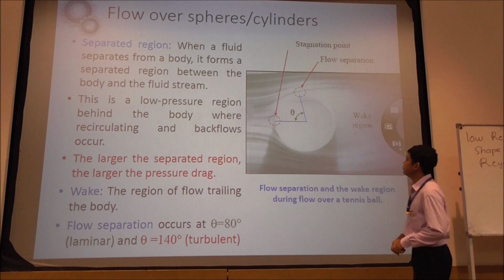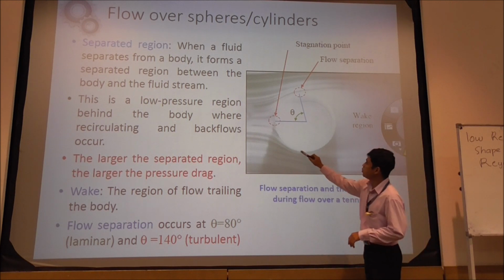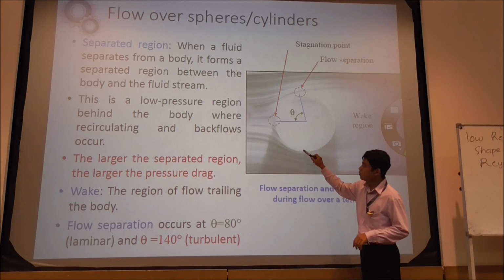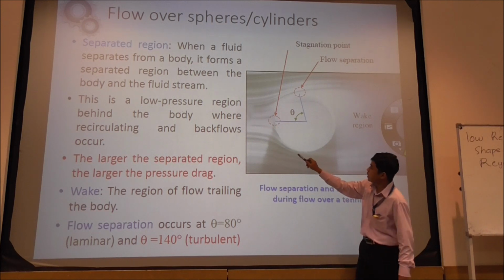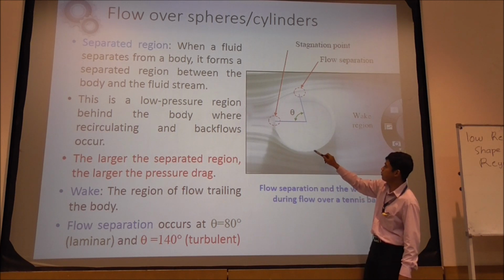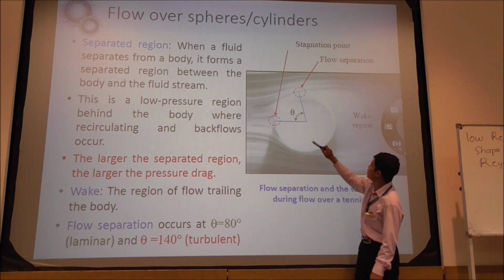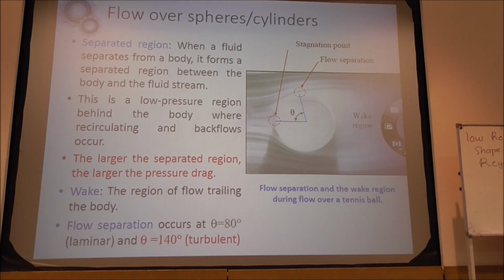So how to make it minimum is by introducing a turbulator here. Why do you want to introduce the turbulator? Because when you introduce the turbulator, this detachment will reattach to the surface of this. So you will have a much smaller wake.